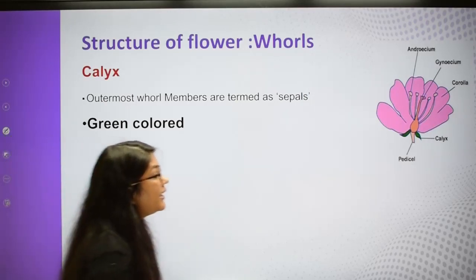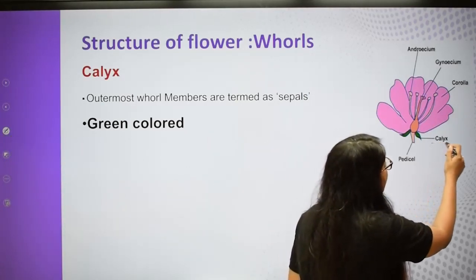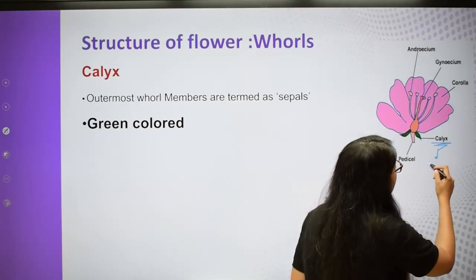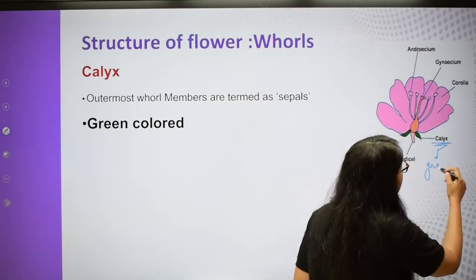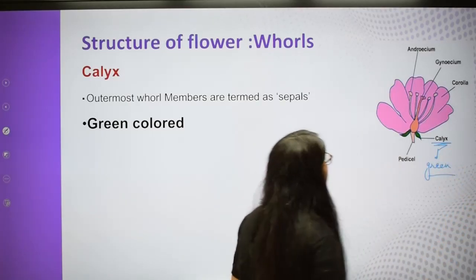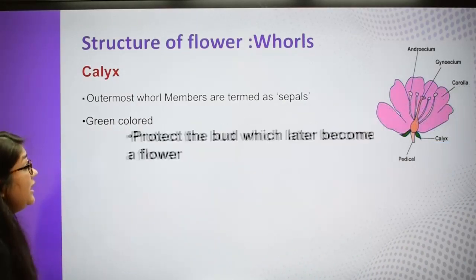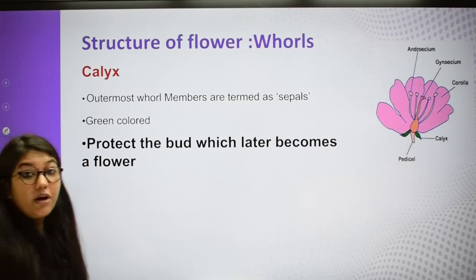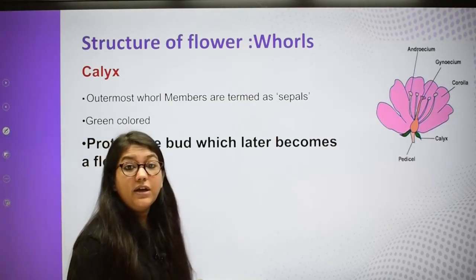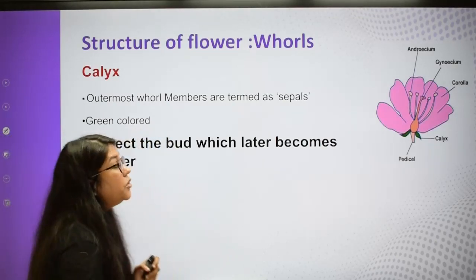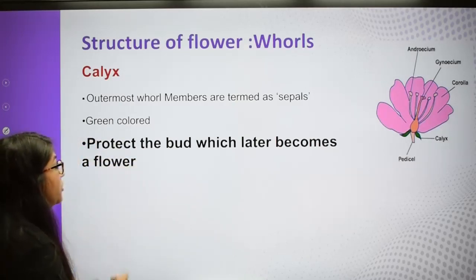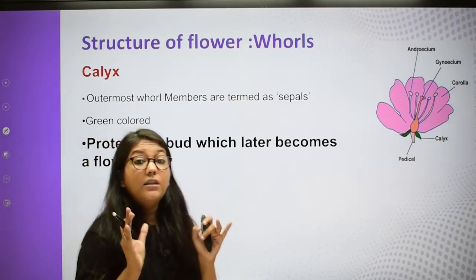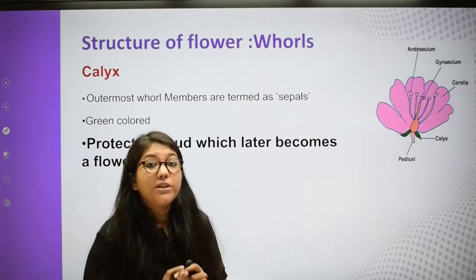We had seen in the diagram also. See here, calyx, what color is it? It is green. We can see it here clearly in the diagram. Green colored, it protects the bud which later becomes a flower, right? In the last slide we had discussed what is the function of sepal, what is the function of calyx. It is going to protect the bud in the initial stages.